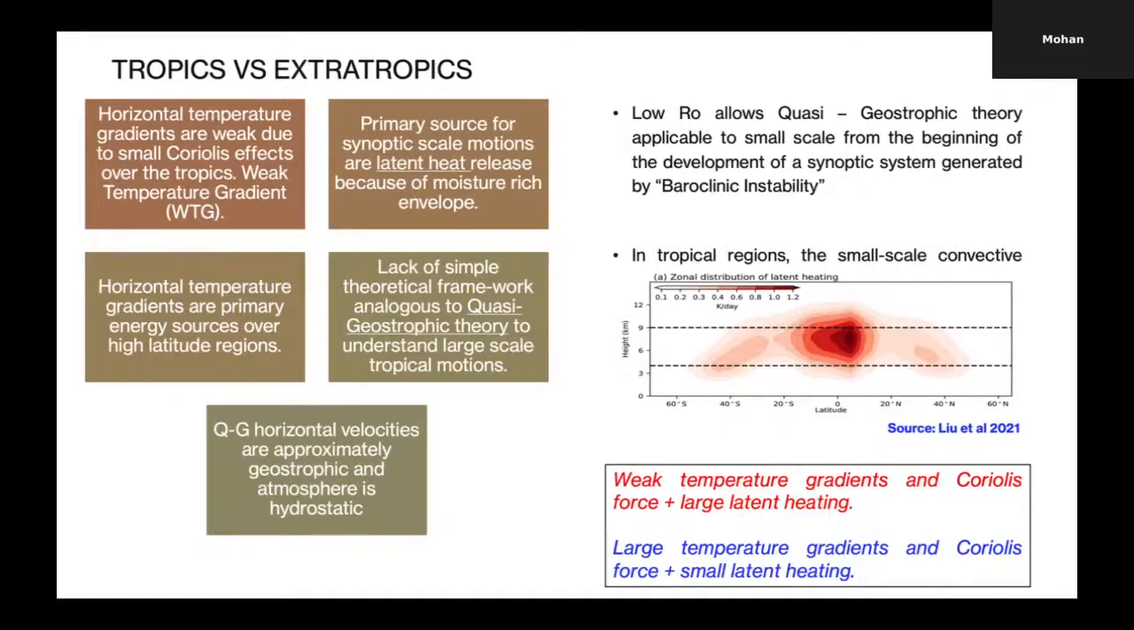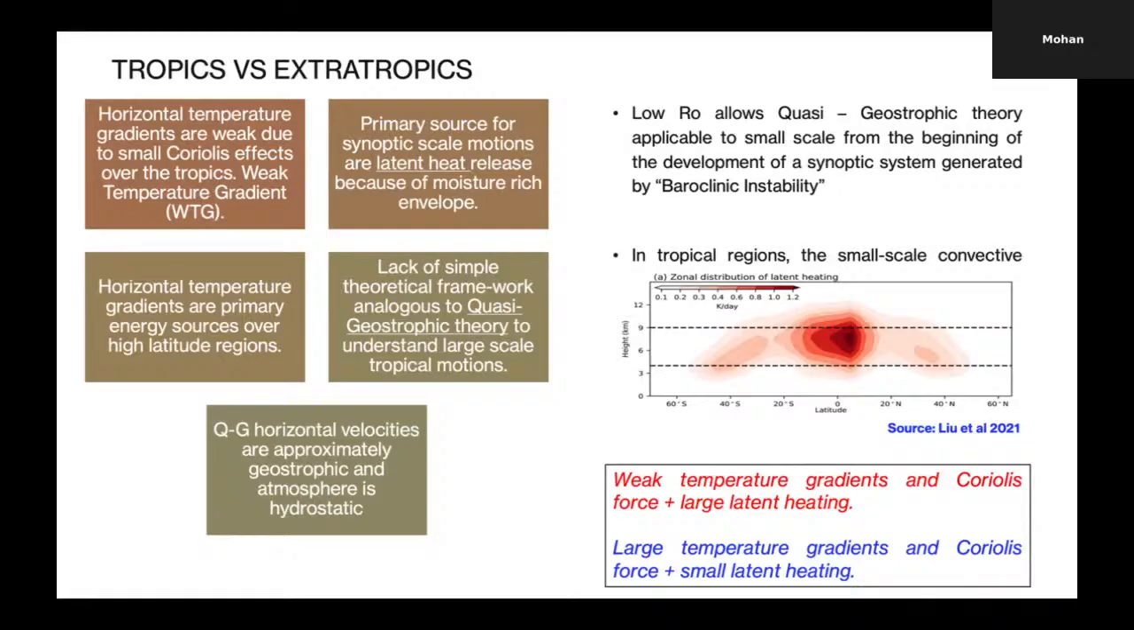I'm just showing the basic difference between the tropics and extratropics. You see this figure. This is a zonal distribution of latent heating. If you look at it, most of the latent heating is concentrated between 20 degrees south and 20 degrees north, isn't it? In other regions of the globe, the latent heating is very low. That means in the tropical region, the main heat source is latent heating in the free tropospheric atmosphere.